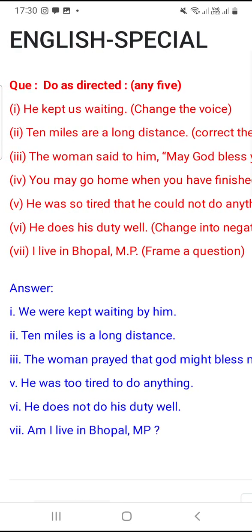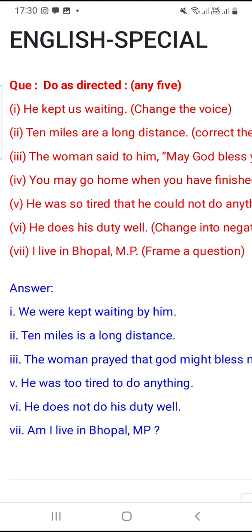Hello students. Here we are going to discuss some sentences according to direction. The first sentence is about grammatical changes we have to do according to the direction. The first sentence is: He kept us waiting. Change the voice.